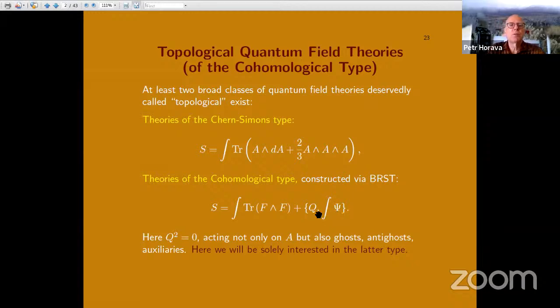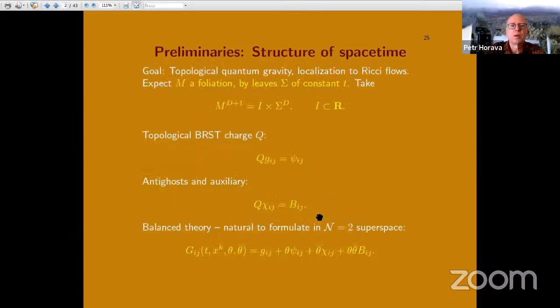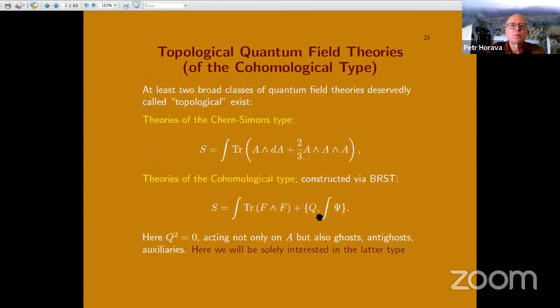This entire thing is BRST exact. It's Q of something. Oops, what happened? I clicked on the wrong thing for the moment. So Q is the cohomology operator in the theory, and psi here is some local operator that you suitably construct out of the original fields of the theory.